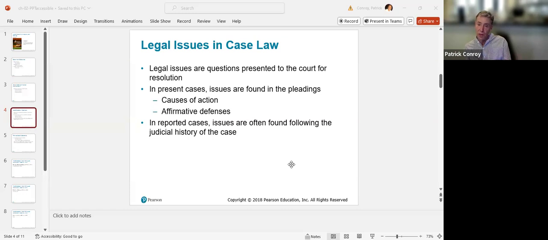And since we're not doing the legal writing in this class, we're okay. We just need to know that. And in reported cases, issues are often found following the judicial history of the case, because it can be like, okay, this case was affirmed based on the holding on this case on this issue, but not on that issue.